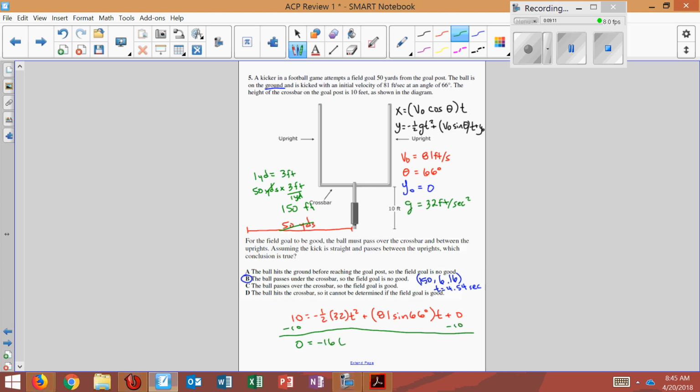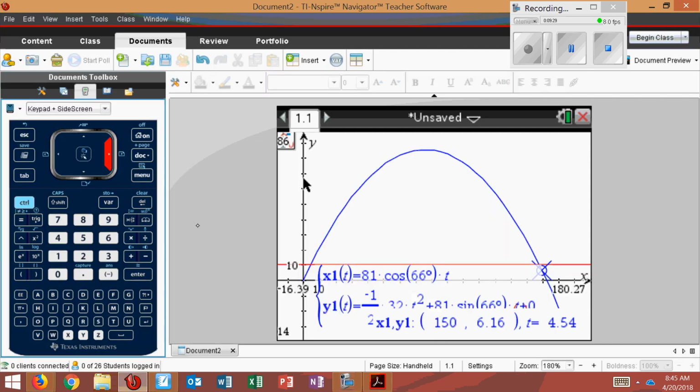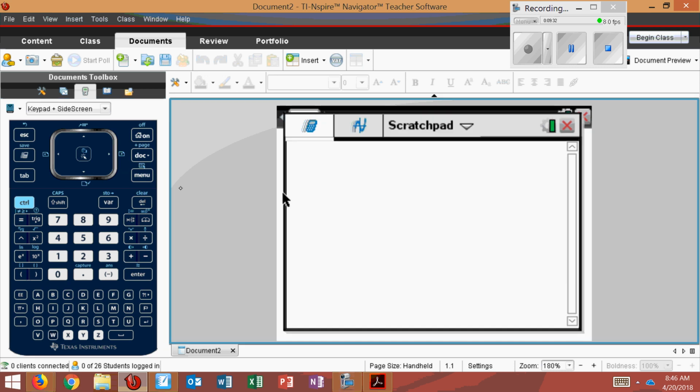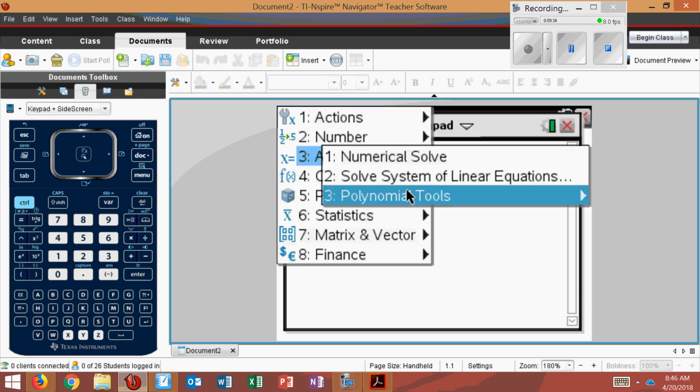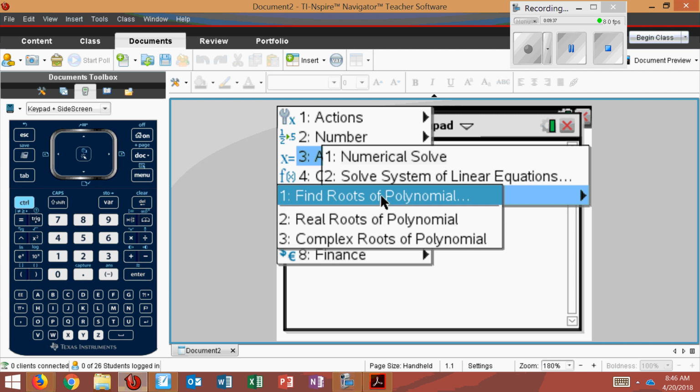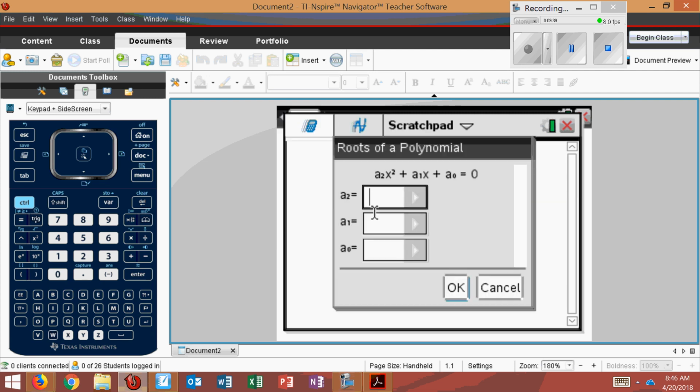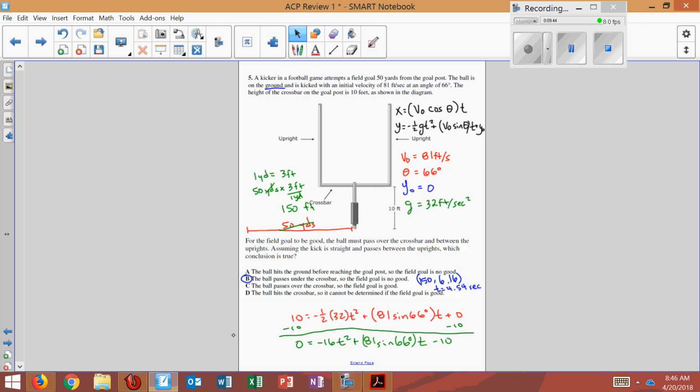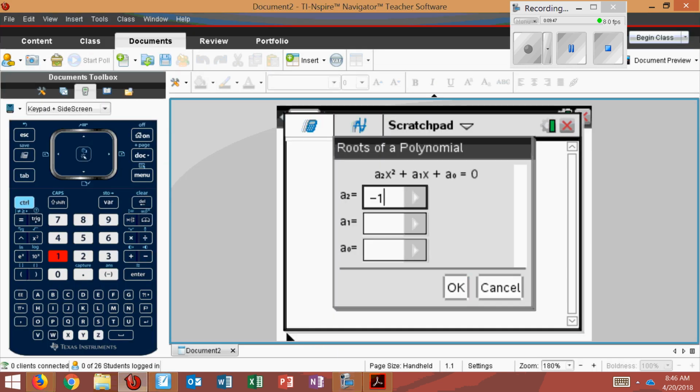This would be negative 16 t squared plus that value, which I'll just leave the way it is. I could go to the calculator and solve by roots like this. If I go over to just a calculator screen, I can go menu, algebra, polynomial tools, find roots, and there's going to be two roots. So the a squared, that's referring to what's in front of the squared term. In front of the squared term is negative 16. So I'll put negative 16 here.